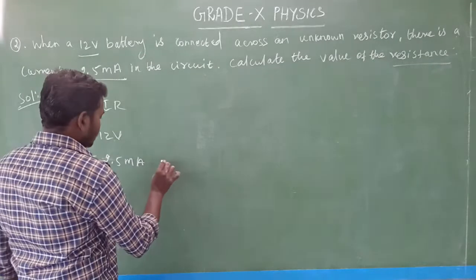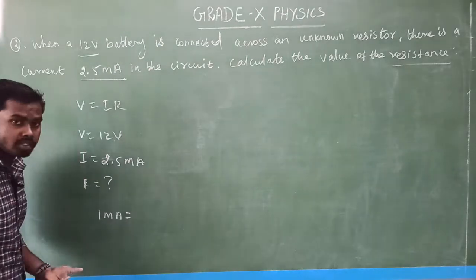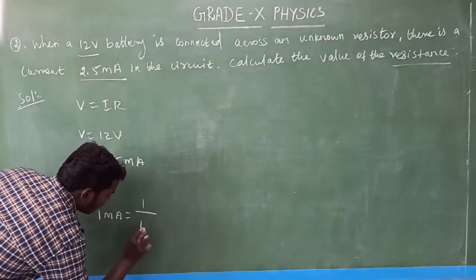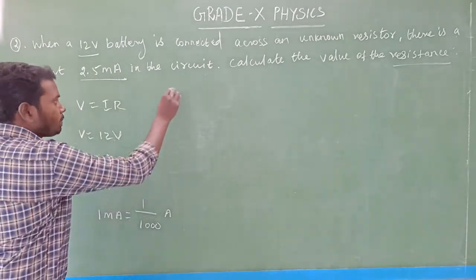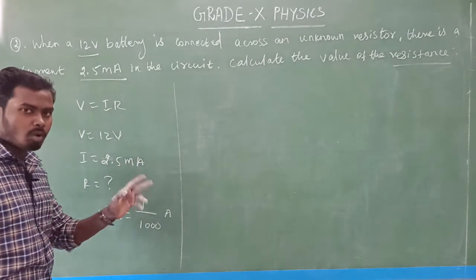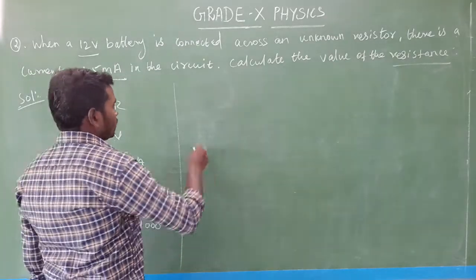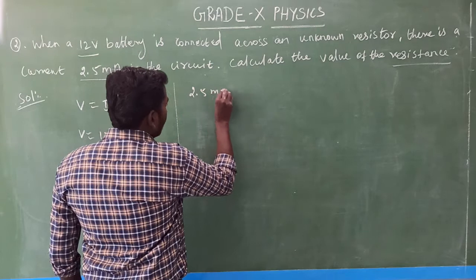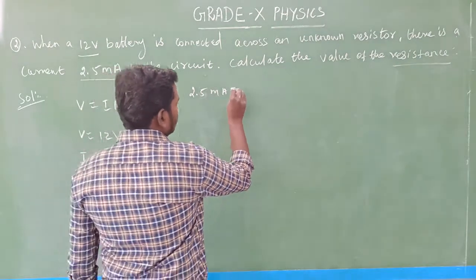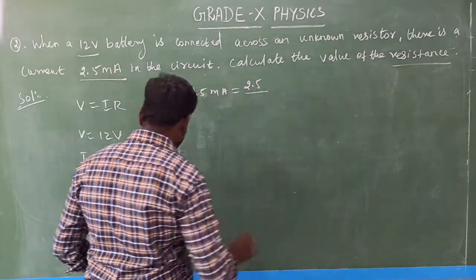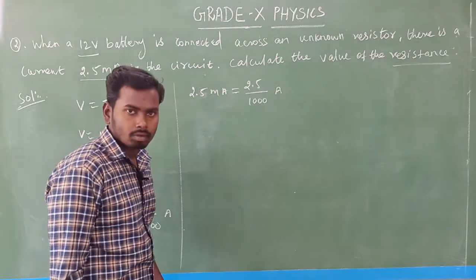So look here, I'll write here. 1 milliampere is equal to 1 by 1000 ampere. Milli means 10 to the power of minus 3. Then 2.5 milliampere is equal to how much? It is equal to 2.5 divided by 1000 ampere. Very simple mathematical calculation.